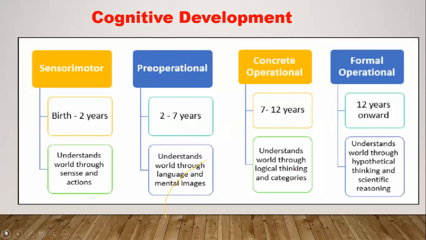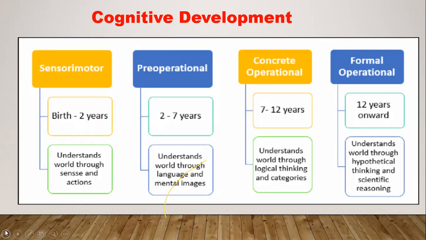Now, after physical development comes cognitive development, and here also we are going to see 4 stages. First is sensorimotor, then pre-operational, concrete operational, and formal operational. Sensorimotor is from birth to 2 years, pre-operational 2 to 7 years, concrete operational 7 to 12 years, formal operational 12 years onwards.